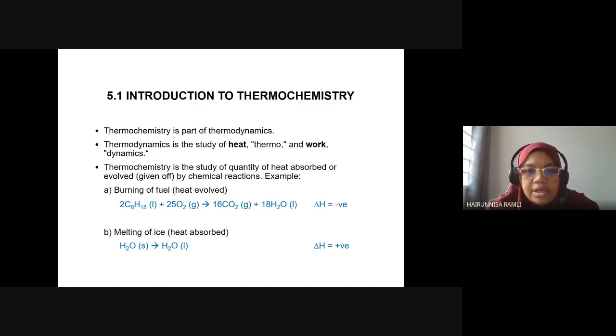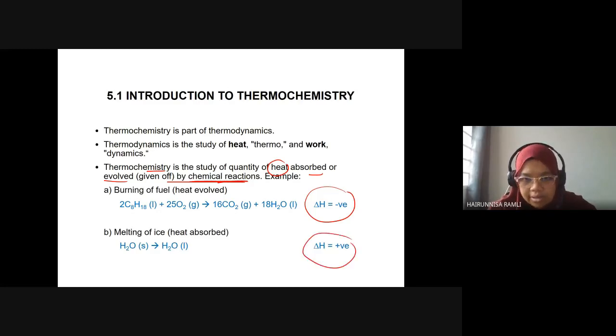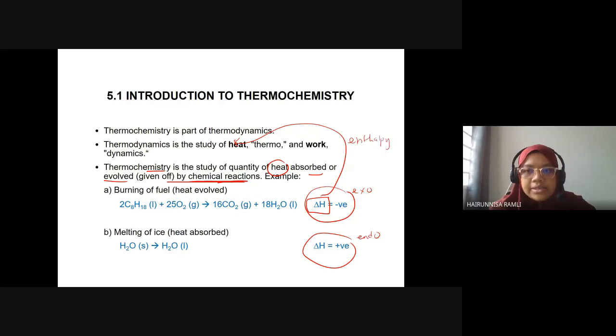So thermochemistry, when we mention studying heat, is basically about chemical reactions. When we talk about heat, there are two ways: either it is absorbed or evolved, meaning it is released. Because of this absorption and evolution, the value of that energy is either negative or positive. Negative is exothermic, positive is endothermic. And this delta H, we have just started the intro and have not explained it yet. Delta H is enthalpy, also one type of energy related to heat, but we do not call it heat. Delta H is enthalpy. You will learn the details later.